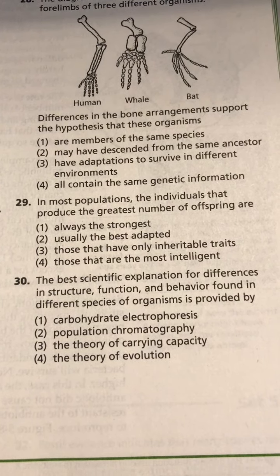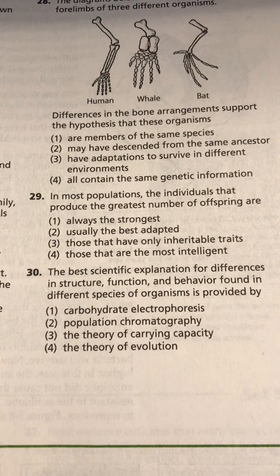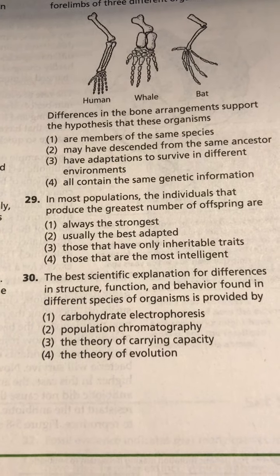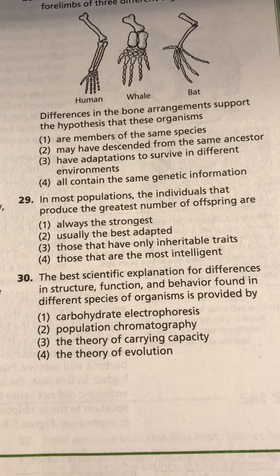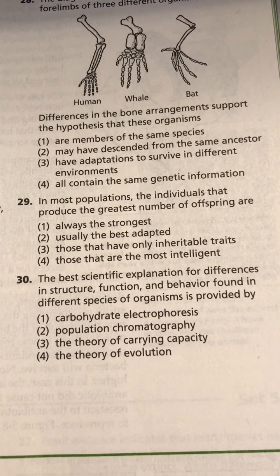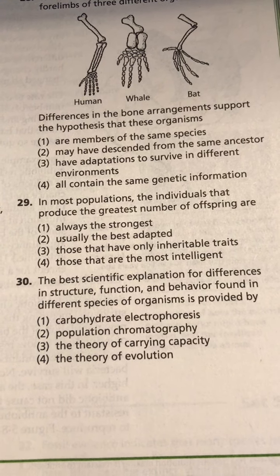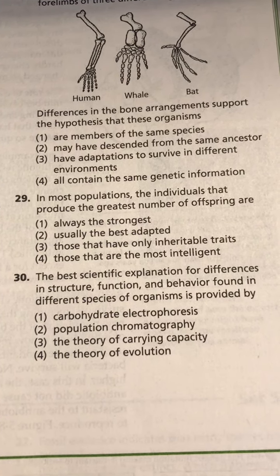Number 30. The best scientific explanation for differences in structure, function, and behavior found in different species of organisms is provided by 1. Carbohydrate electrophoresis, 2. Population chromatography, 3. The theory of carrying capacity, or 4. The theory of evolution.